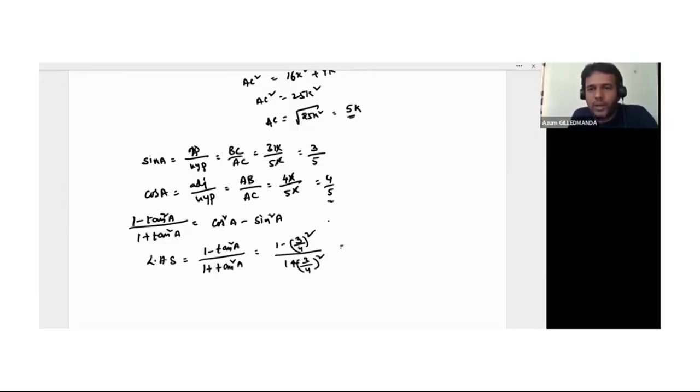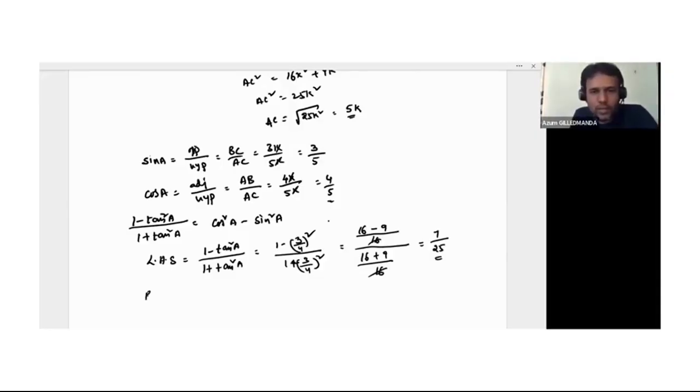This is plus. Now, if I take the LCM, this becomes 16 and 16 minus 9. I'm directly writing it, okay? Hope you know 3 by 4 square is 9 by 16. If I take the LCM on the numerator side, it is 16. So 1 is there, 16 into 1 is 16 minus 9. Similarly, this becomes 16 plus 9 by 16. So 16, 16, I can cut it. So 16 minus 9 is 7, and 16 plus 9 is 25. So the left-hand side value I got is 7 by 25.